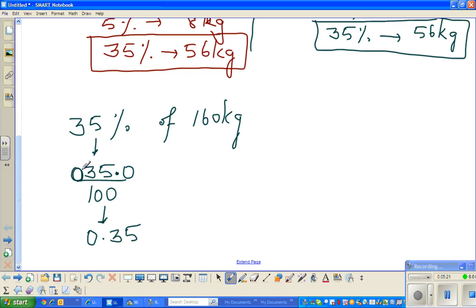Both these zeros are called placeholders. So the decimal point will move two places to the left. So this decimal point, and then this will disappear.